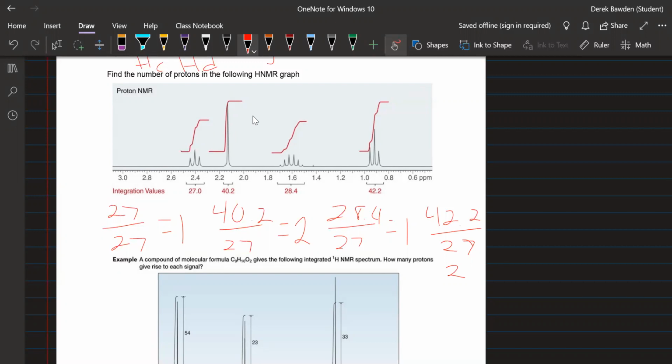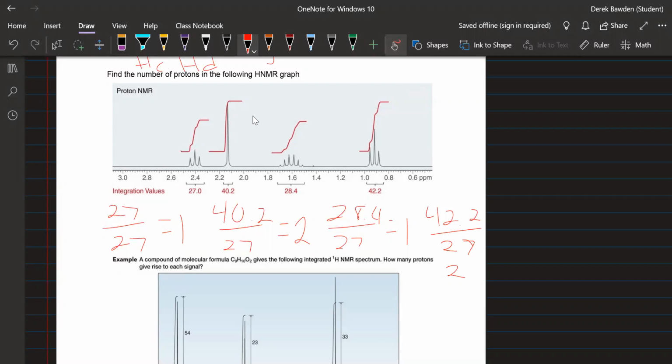And if these didn't end up being whole numbers, right? If it ended up being exactly 2.5, okay, then you'd want to multiply all of these by 2 in order to get all whole numbers. But all of these came out good. We'll have an example that looks like that in just a minute, okay?